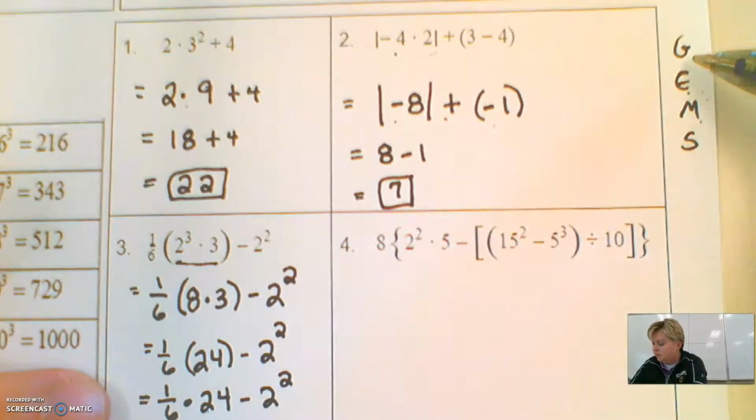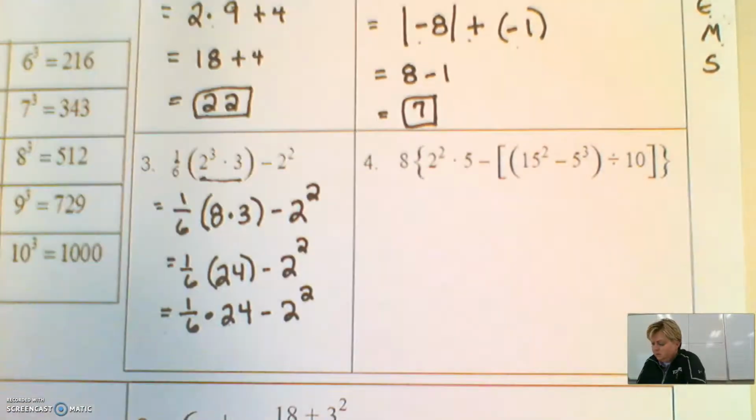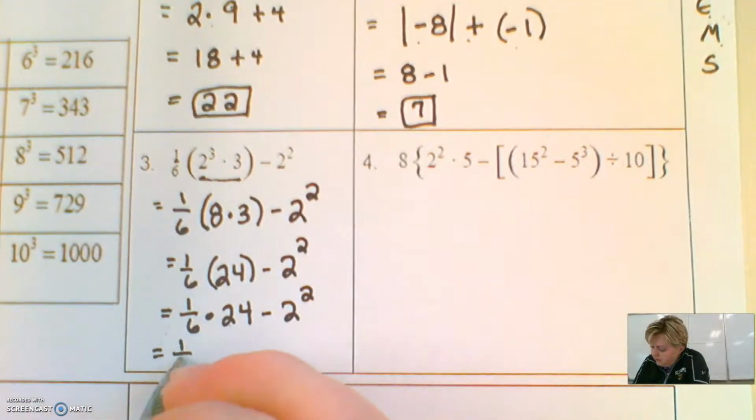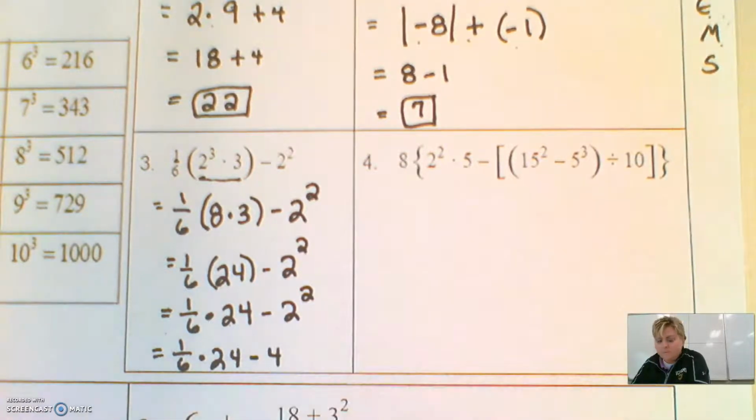So there's no more grouping, but we do have exponents. 2 squared, 2 times 2 is 4. Multiplication or subtraction, the multiplying comes next. 1/6 times 24 is 4, minus 4, and 4 minus 4 is 0.